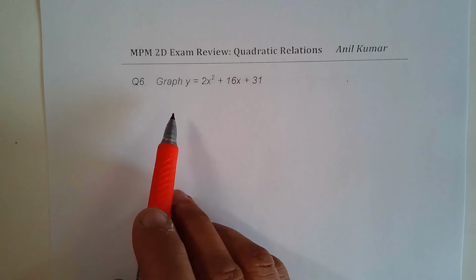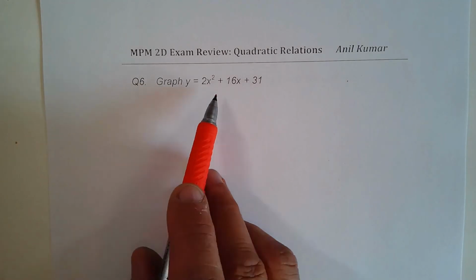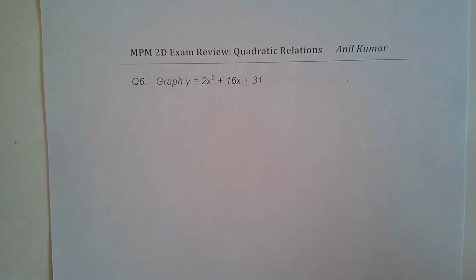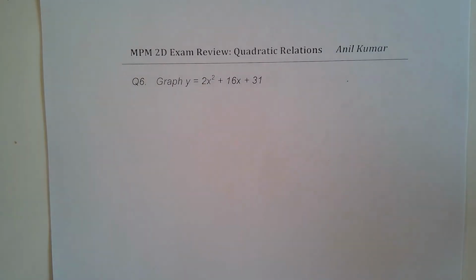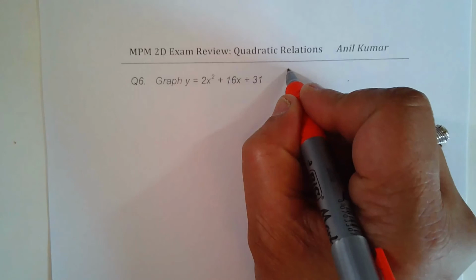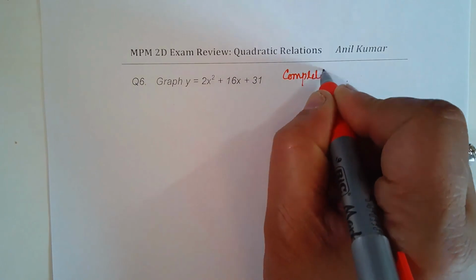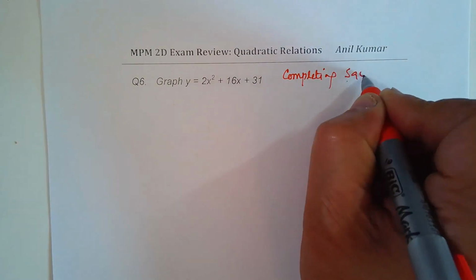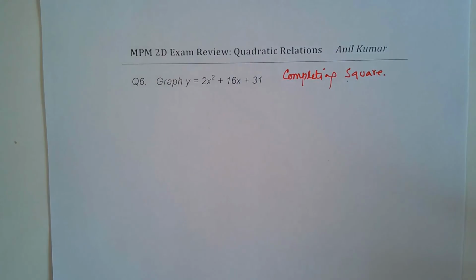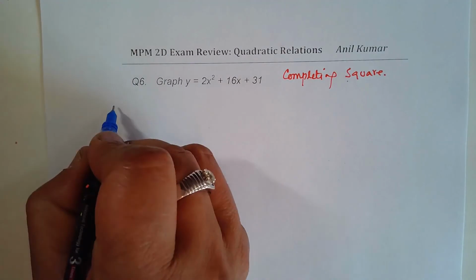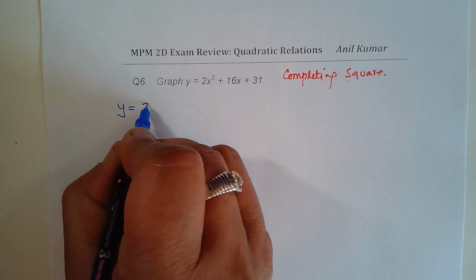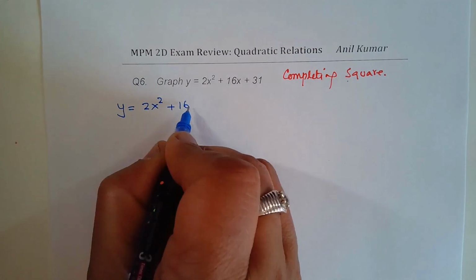You need to graph y equals 2x squared plus 16x plus 31. Now, to graph a quadratic equation, it is a good idea to do completing squares. So we'll complete squares. Once you get the vertex form, then it becomes easier to graph, right? We'll use steps. I'll show you how. So we are given the function y equals 2x squared plus 16x plus 31.